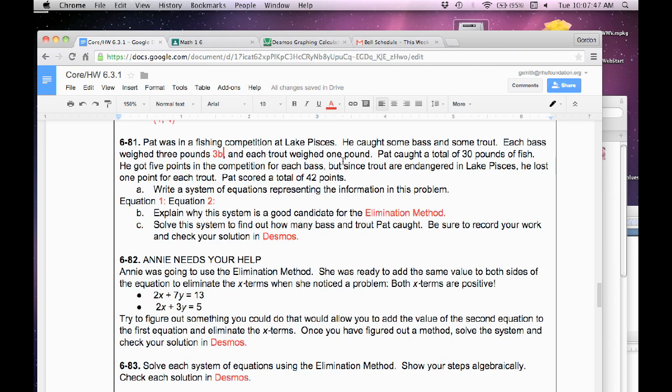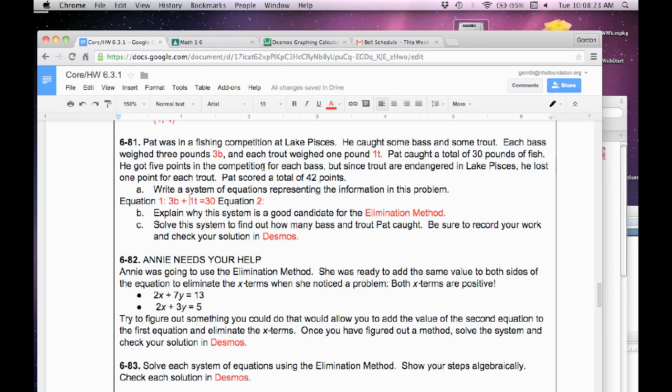Okay, each trout weighed 1 pound. So that's another rate because it says each, and that's going to be 1T for trout. He caught a total of 30 pounds of fish. So basically 3 pounds for every bass plus 1 pound for every trout equals 30. So I think I've got an equation here. It says to write a system of equations, so I'm going to write it right here. 3B plus 1T equals 30, because 3 times the pounds per bass plus 1 pound per trout is equal to 30 pounds in total.